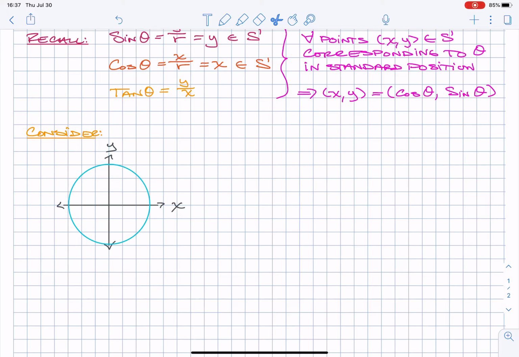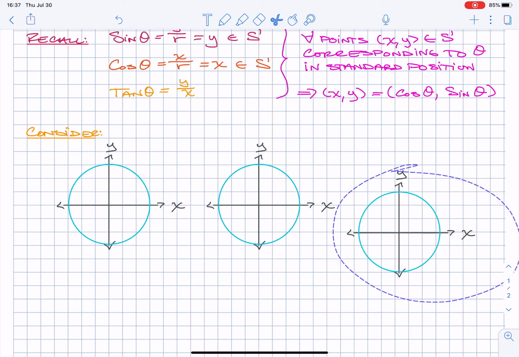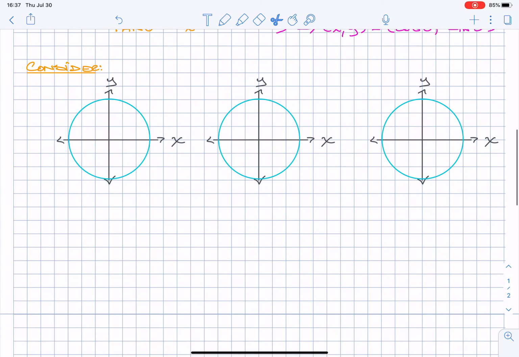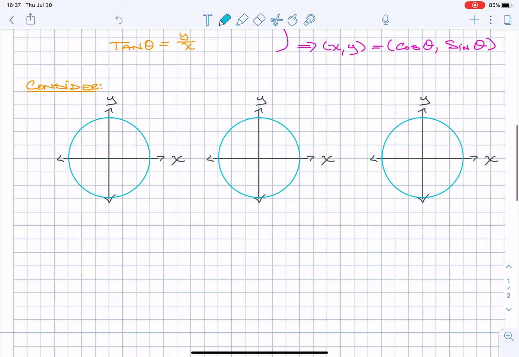Okay. So I'm going to copy and paste this 3 times. So assume that this is my unit circle. I'm just going to look at 3 different things here. Okay. So first I'd like to look at the 30 degrees. Let's look at 30 degrees. So say I've got an angle of 30 degrees.